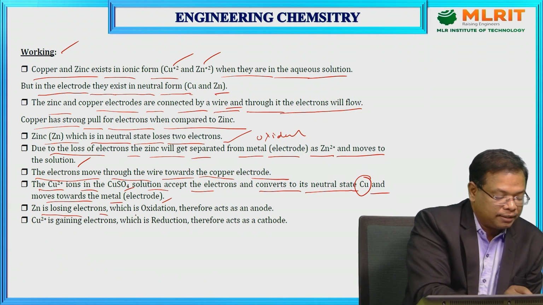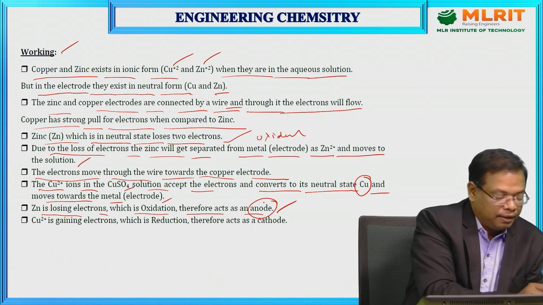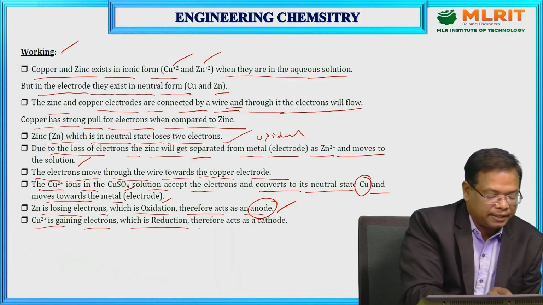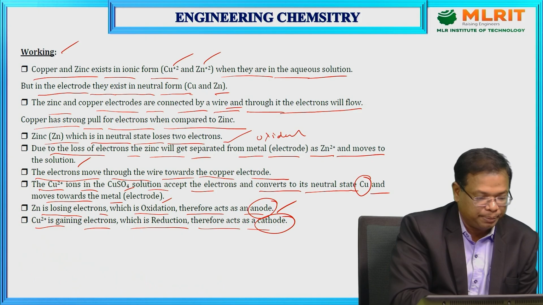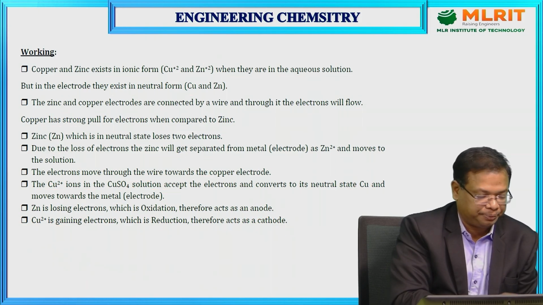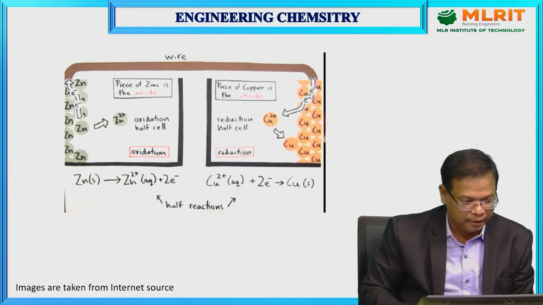Zinc is losing electrons, which is oxidation, therefore it acts as an anode. Copper 2+ is gaining electrons, which is reduction, therefore it acts as a cathode. So this is the simple thing to understand the galvanic cell. This is the working style of the galvanic cell.